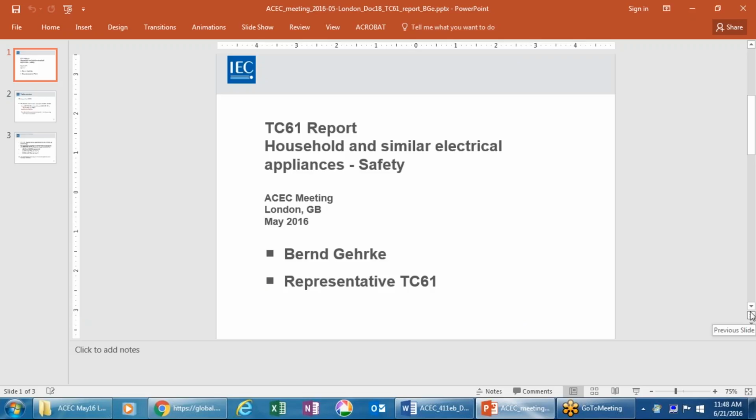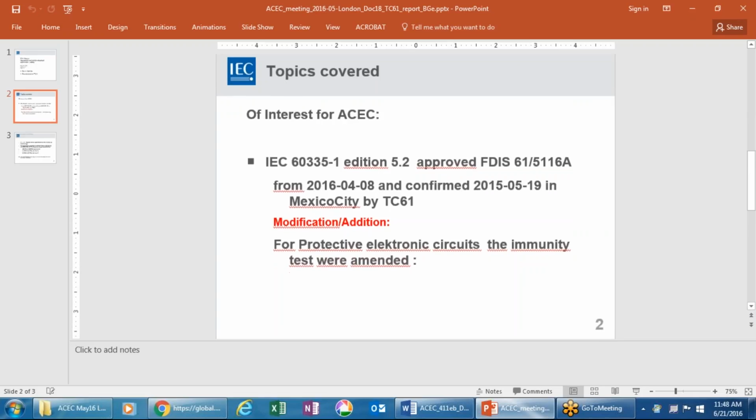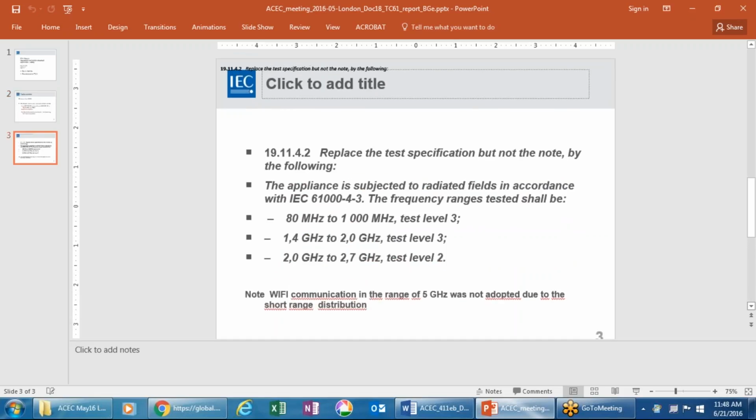So this report was very short. He was just introducing one of the documents they're working on right now, and they're using immunity tests that were recommended. And I look at the next view graph. They split up what level 3 is, higher than level 2, obviously, into those frequency ranges. So you've got the typical 80 to 1,000 radiated tests, and then between 1.4 and 2 gigs and 2 and 2.7. So I thought that was kind of interesting, how they split up the frequency ranges.